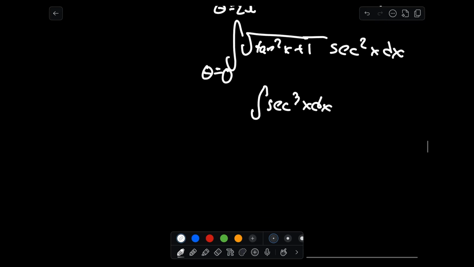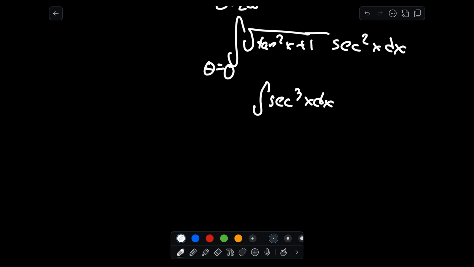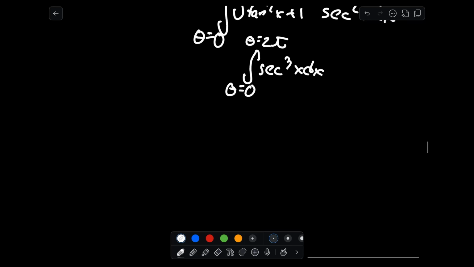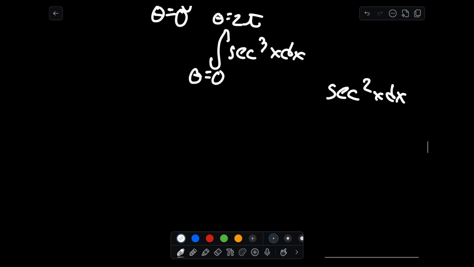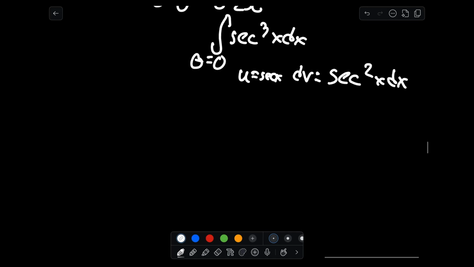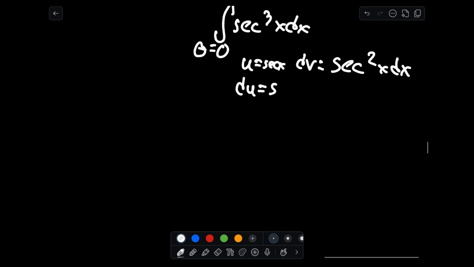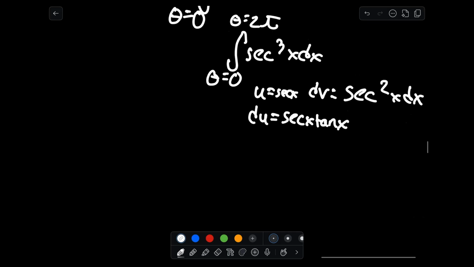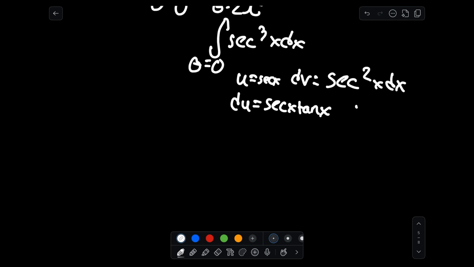And this involves some integration by parts that took me some time to solve for. You're going to set sec² x dx equal to your dv, and your u equal to sec x, du equals sec x tan x, and then your v equals tan x.